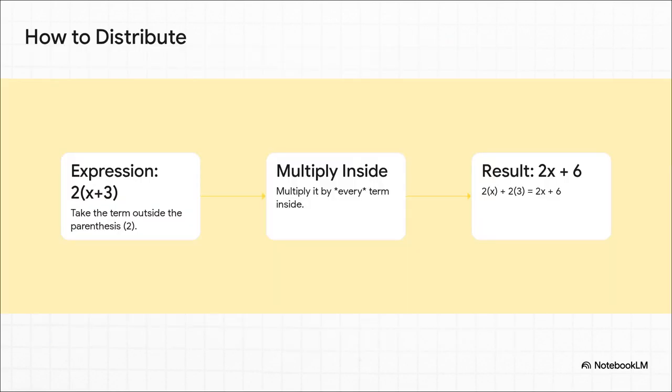To multiply 2 by the quantity x plus 3, we distribute that 2 to both of the terms inside. You got to share the multiplication with everyone. So 2 times x gives us 2x, and 2 times 3 gives us 6. Put it together, and the result is 2x plus 6.